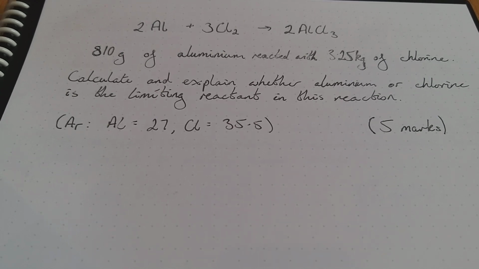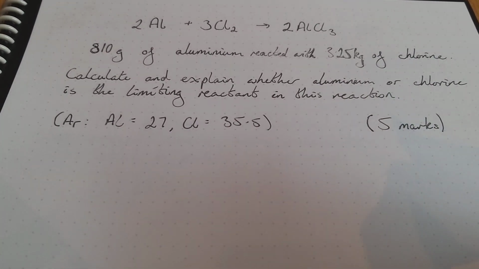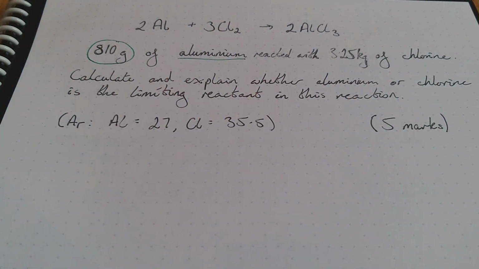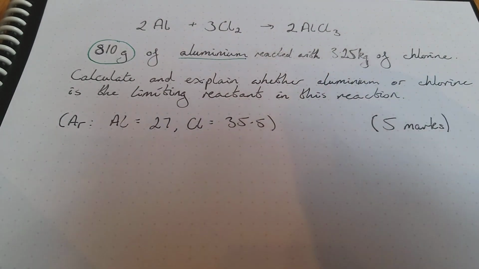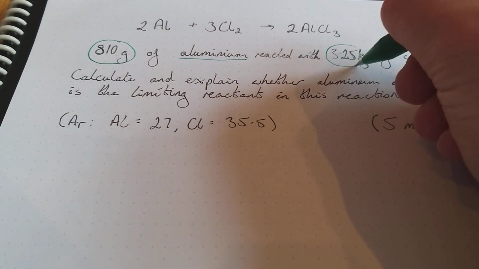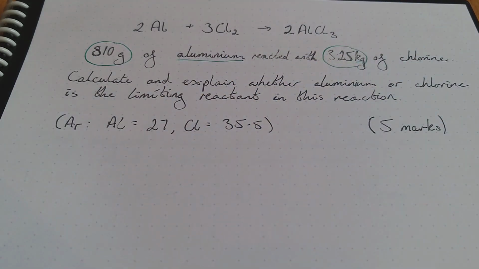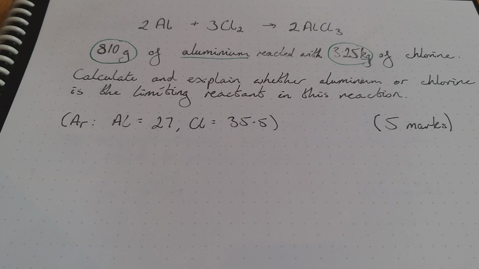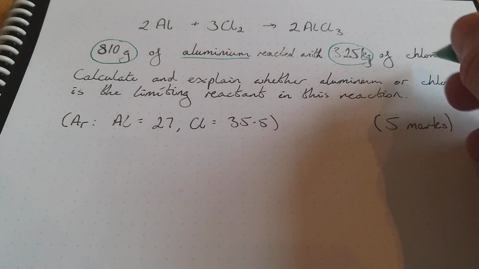So as always, we need to bug the question and read through it again. So 810 grams, so I'm going to circle that number there. And this time, this is given for us in our standard unit that we use in chemistry calculations of grams. Of aluminium, we need to underline the name of our key reactant, is reacted with 3.25 kilograms. Let's circle that. And I'm also just going to underline the kilograms there because you can see we've got a difference in the unit that we're using for mass here. So we're going to need to think about doing a cheeky little conversion at some point to get those the same. So 3.25 kilograms of chlorine.